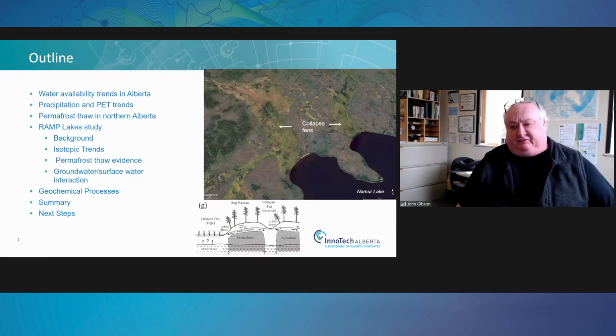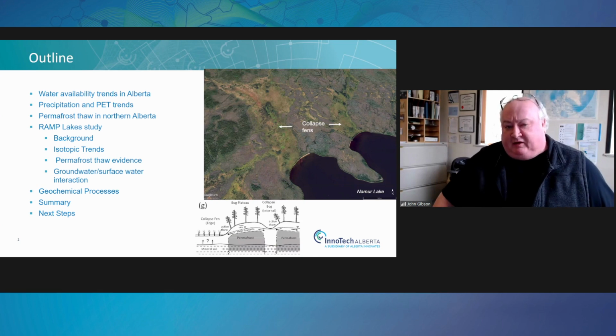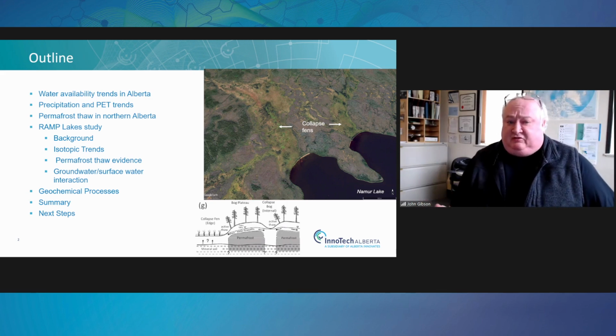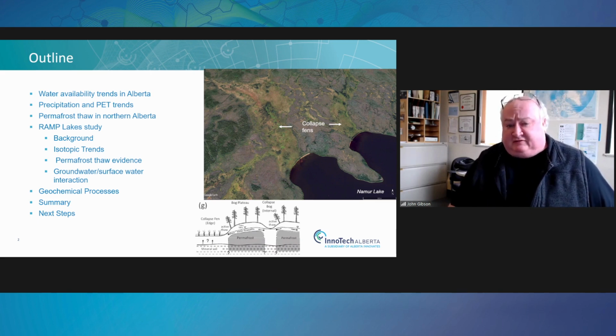There we are. So I'm going to start by talking a little bit about water availability trends in Alberta, and then show that a lot of these trends, or at least the ones in the north, are not explained by the precipitation and evapotranspiration trends. So they're not directly driven by changes in these processes, but rather by permafrost thaw.